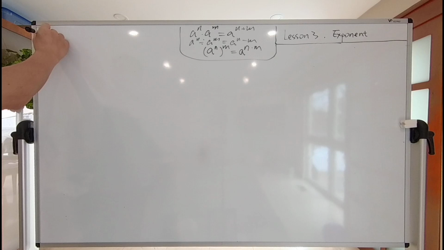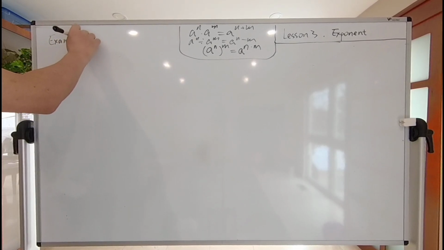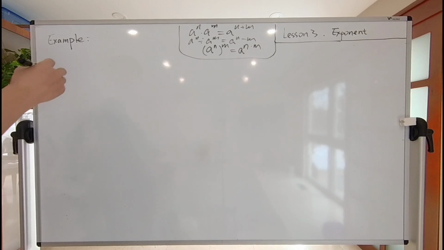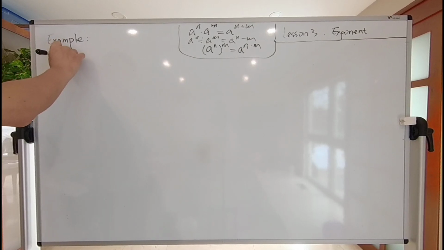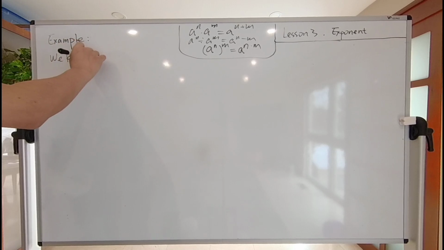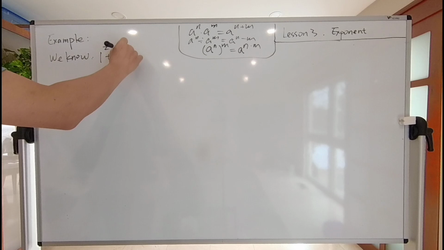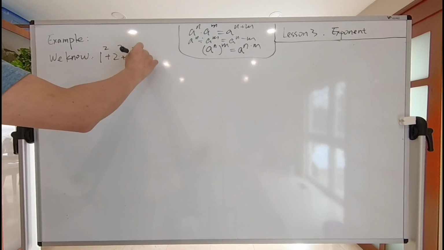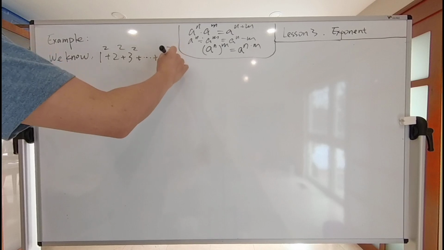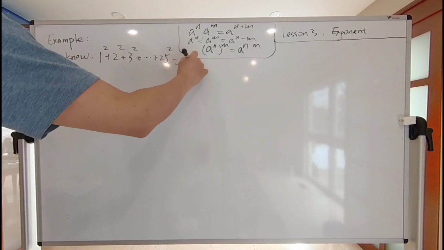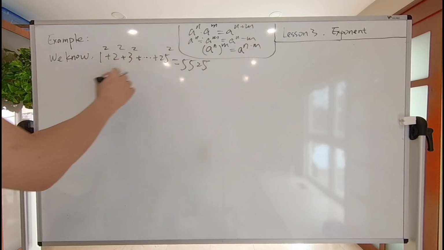Okay, next example. Assume that we already know that 1 squared plus 2 squared plus 3 squared up to 25 squared is 5,525. Assume that we already know this conclusion.